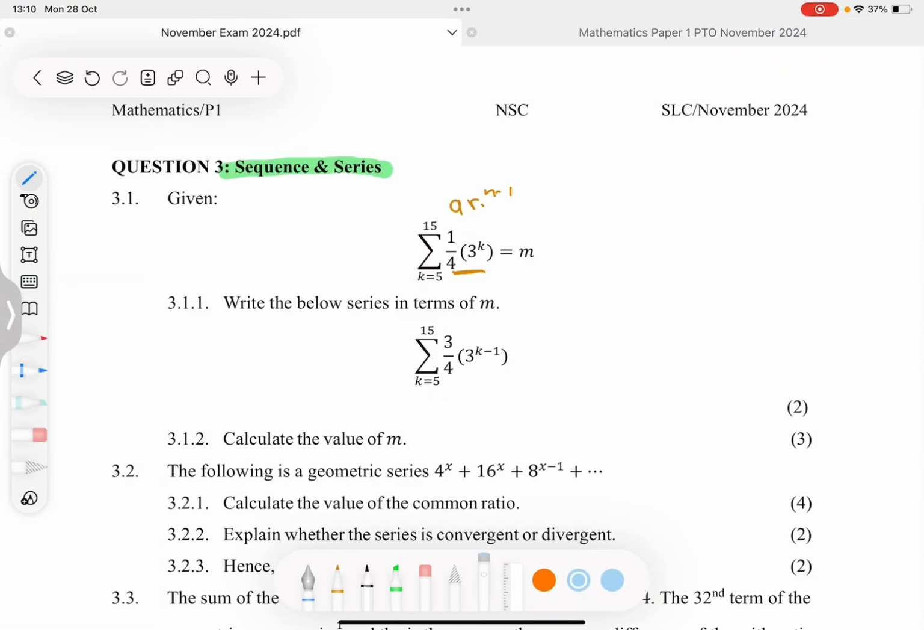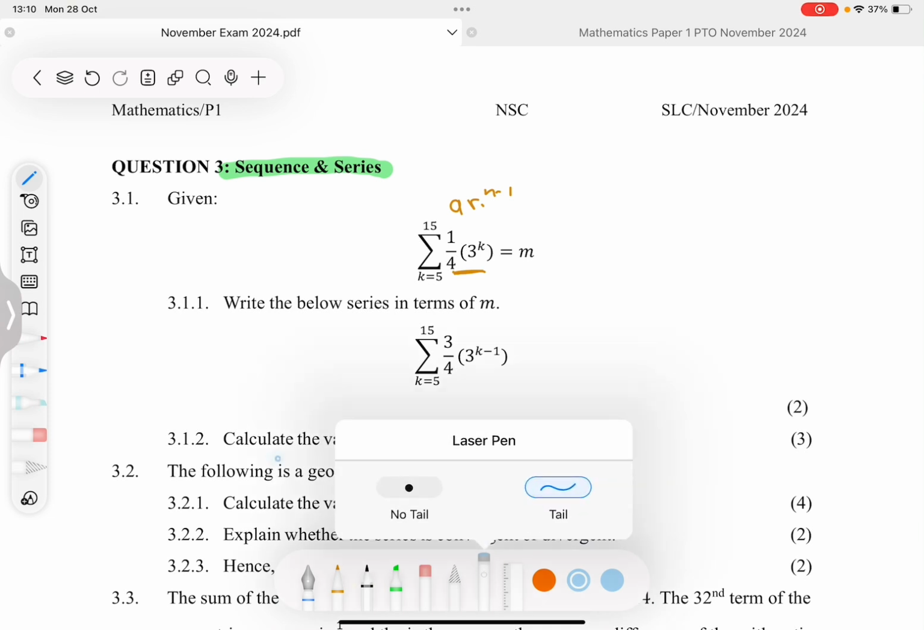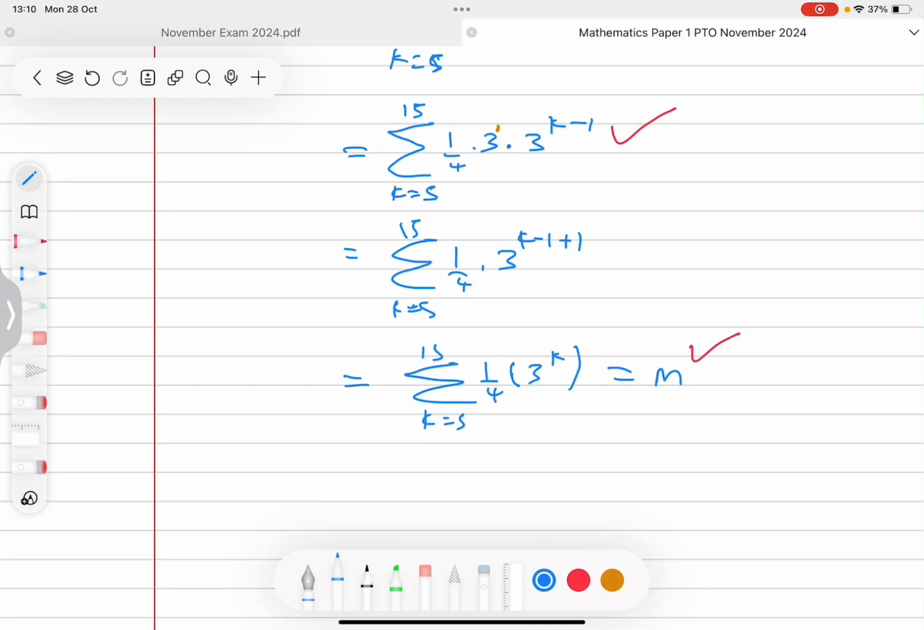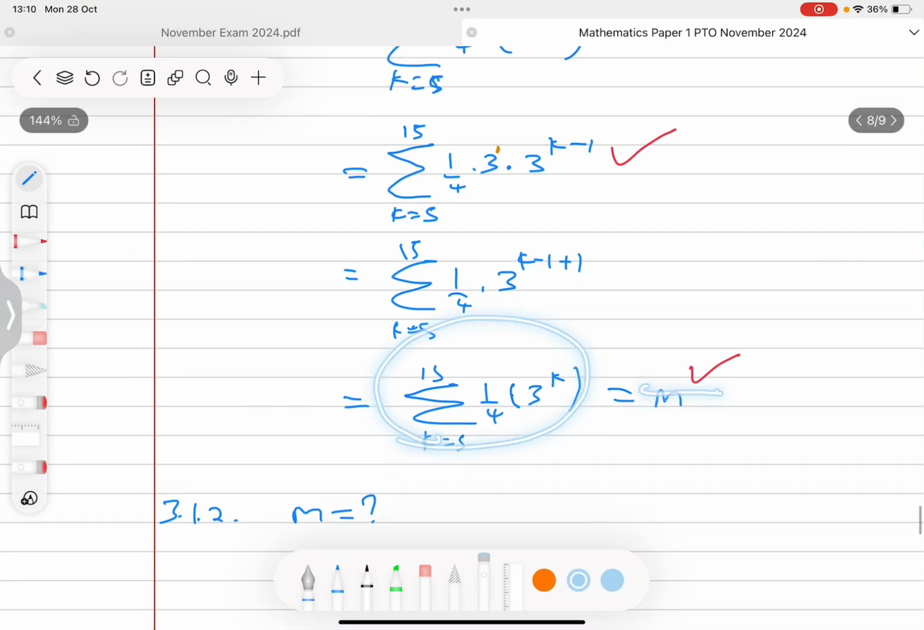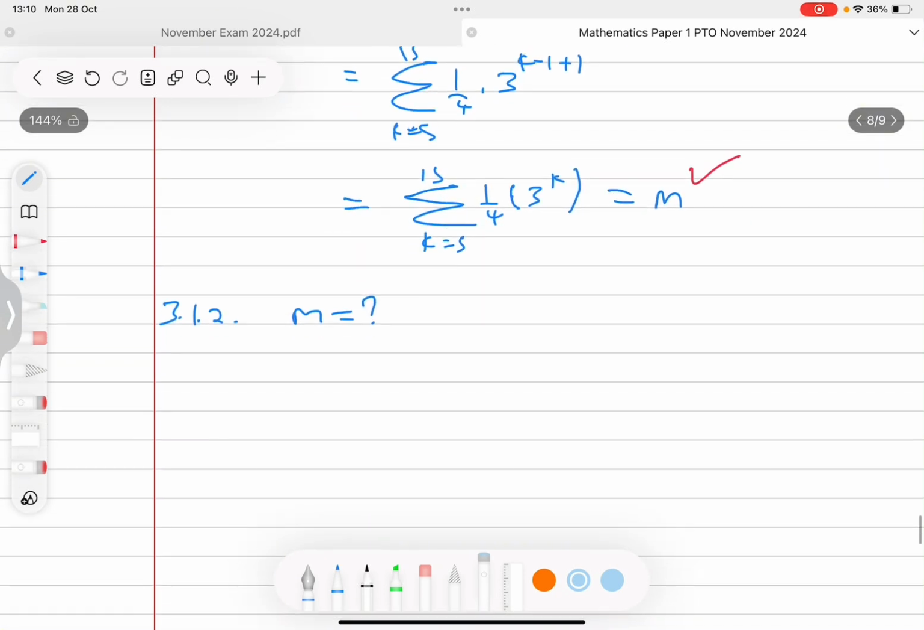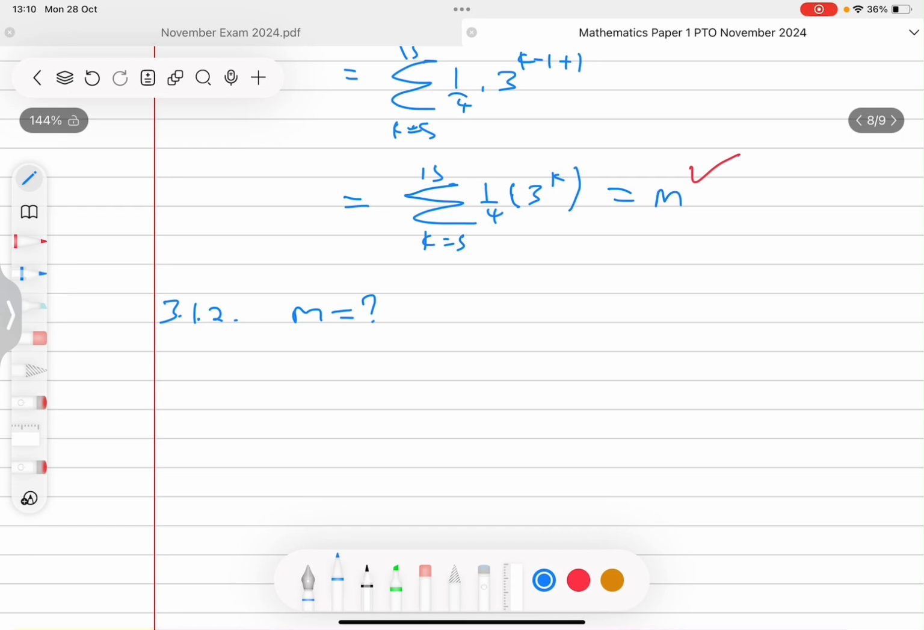Now if we go to question 3.1.2, they say calculate the value of m. Okay, let's see what they are asking us here. So this would be 3.1.2. We are looking for the value of m. What are we looking for really? Well, we're looking for the sum of this series, because we're saying the sum of this series is equal to m, and this guy is exactly the same as this guy. So this would mean that m is equal to.